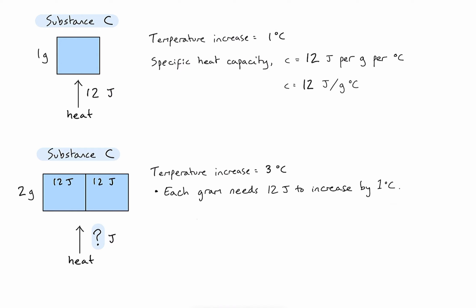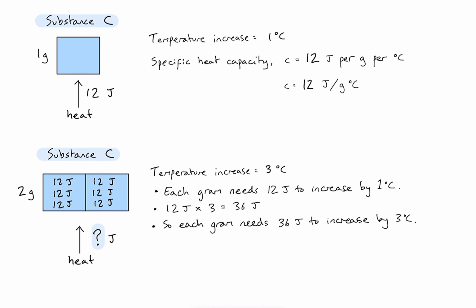We're trying to get a temperature increase of 3 degrees, so I'm actually going to have to give 3 times that amount of energy to each gram. So in total, each of those grams is going to require 36 joules, and because there are 2 grams of my substance, I'm going to need to multiply that by 2. So the total heat is actually going to be 72 joules.